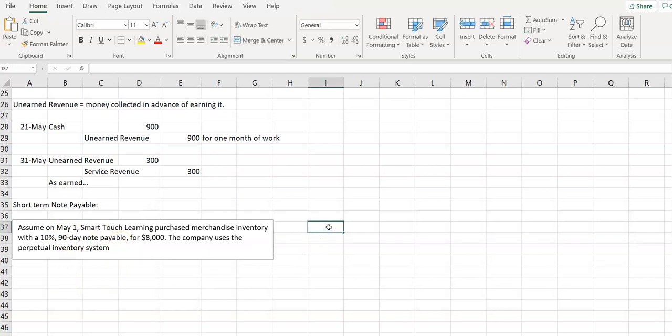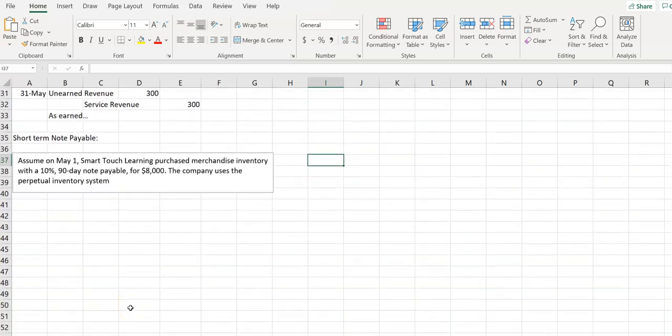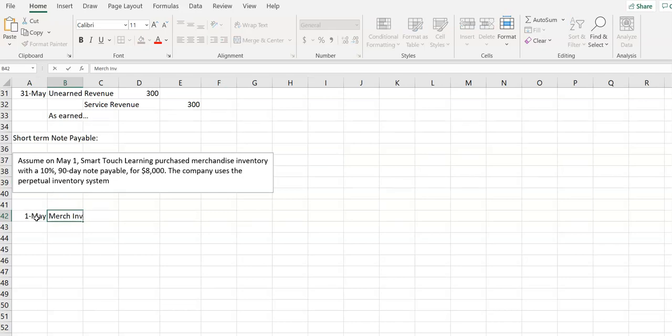So when they bought this, I guess I'll just keep working this way. On May 1st, they bought inventory, and they paid for it with a note payable for $8,000. All right, it's 90 days.